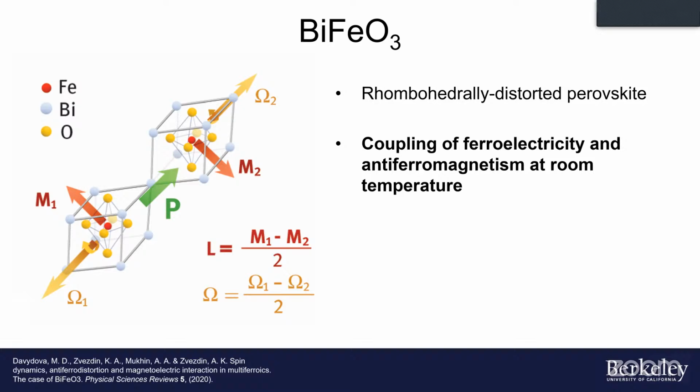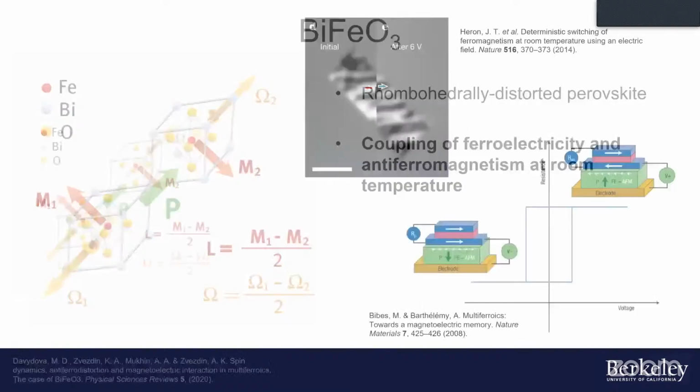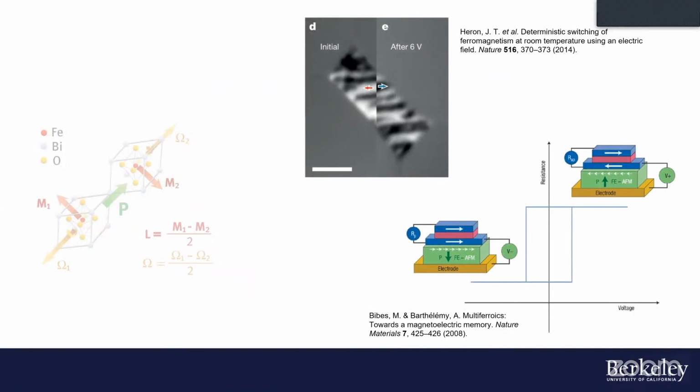Now, in BFO, not only is it magnetic, it's ferroelectric, but these orders are actually coupled through some of the symmetry relations I'm going to talk about in a second. But this idea of electric field control over magnetism is something that's been very heavily researched for a number of years, at least in the DC regime.